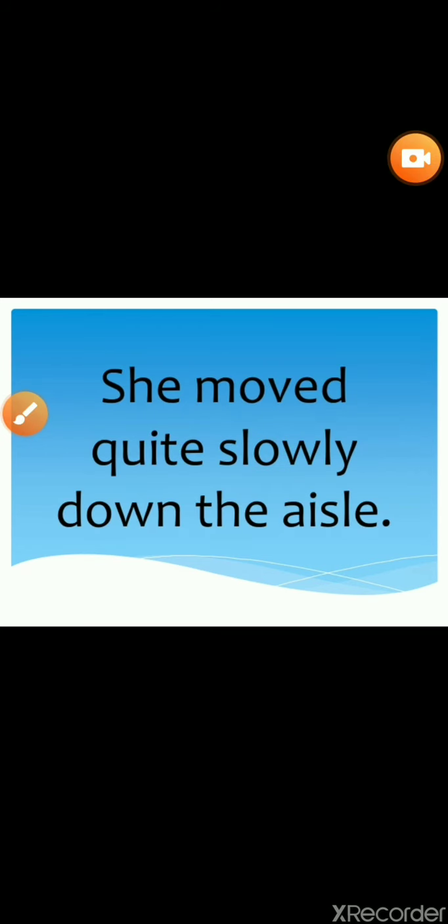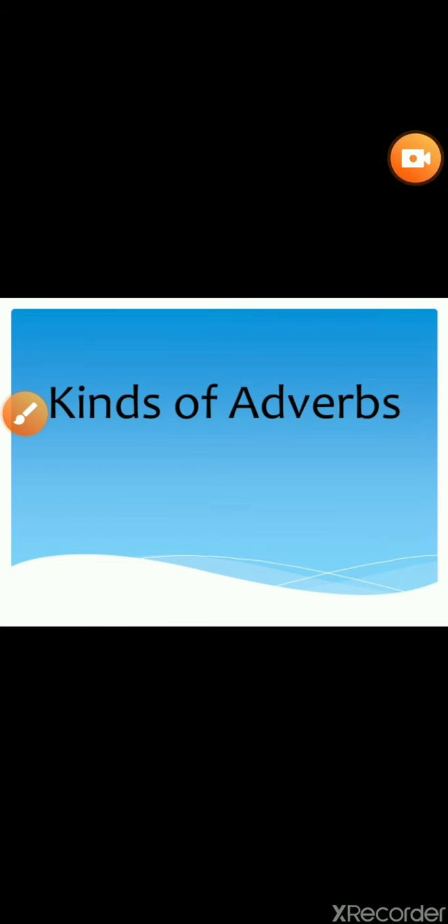So the action of writing has been done, but how? Very neatly. In this way. One more example is on the screen. He drove slowly. The action of driving the car was slowly. So slowly is the adverb here. That was a very simple sentence. Now a little complex: she moved quite slowly down the aisle. So here slowly describes the action of moving down the aisle. Very slowly she moved. I hope I have given you an overview of adverbs.